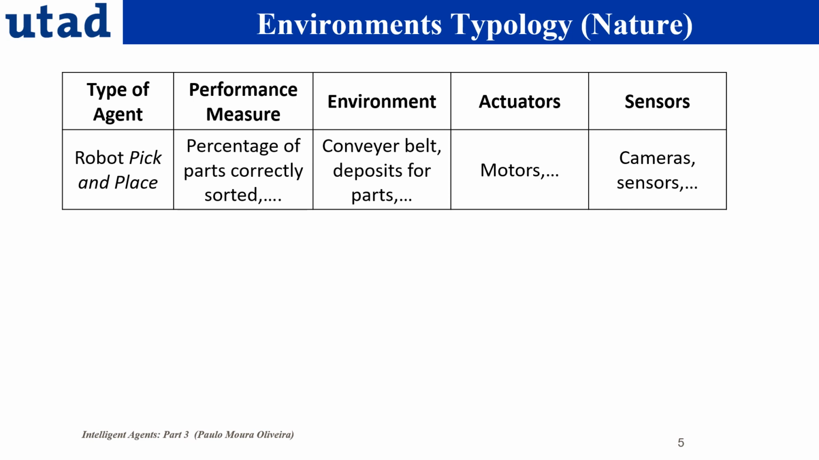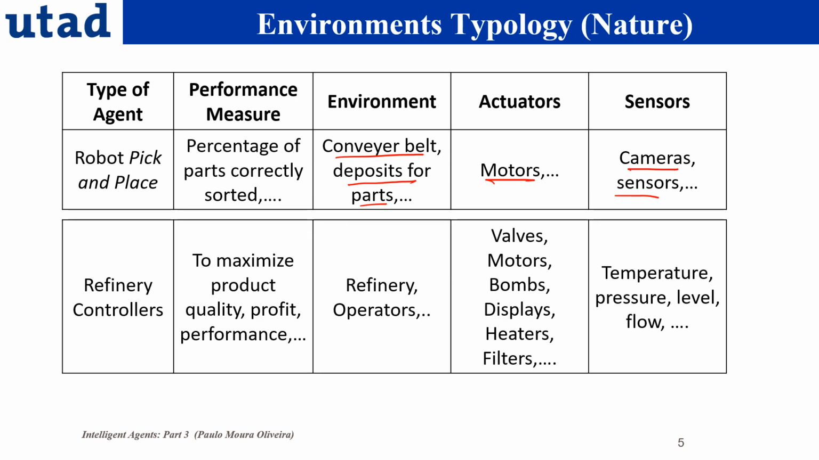In the case of the pick and place robot, the performance can be the percentage of parts that are correctly sorted. The environment consists of the conveyor belt and the deposits for the parts, the actuators are the motors, and the sensors can be cameras and other sensors, etc.